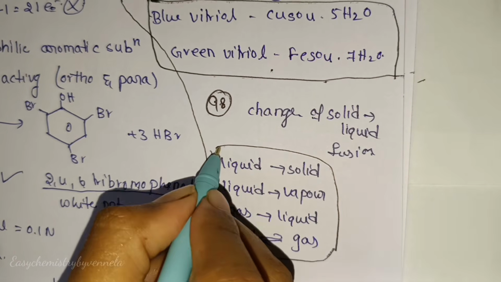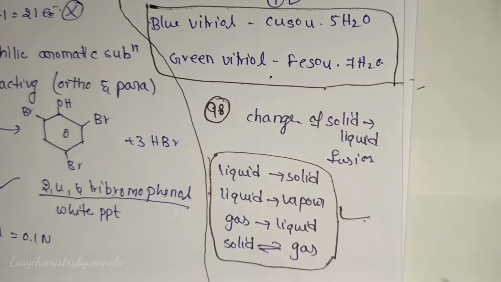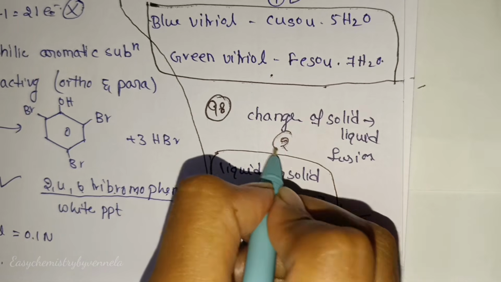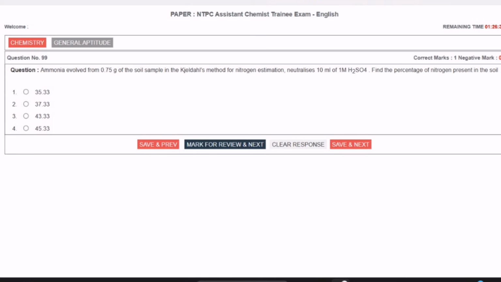If you know what type of these changes, let me know in the comment section. So in this question, the correct option is the second one. Next question. Ammonia evolved from 0.75 gram of the soil sample in the Kjeldahl method for nitrogen estimation neutralizes 10 ml of 1 M H2SO4. Find the percentage of nitrogen present in the soil.